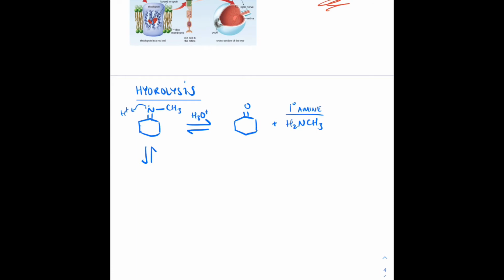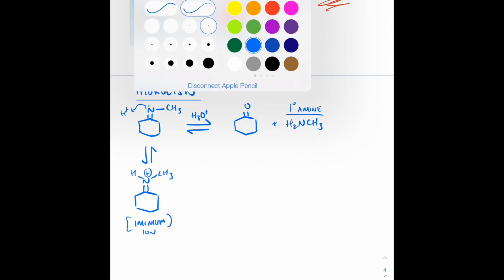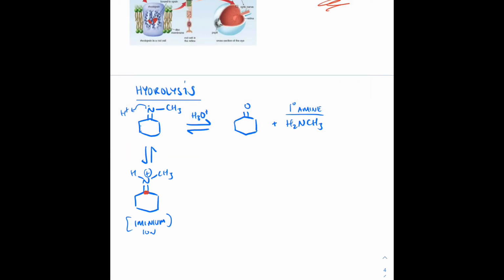So since we have acidic water, and the nitrogen has a lone pair, what we want to do is protonate that nitrogen. We're going to use that lone pair to create a reactive intermediate. Since we have this iminium ion, this positive charge on the nitrogen creates a more delta positive charge on the carbon adjacent to it, and this makes it more susceptible to nucleophilic attack. Nucleophilic attack by what? Well, we have water in solution, and so water is a nucleophile, and so it attacks.